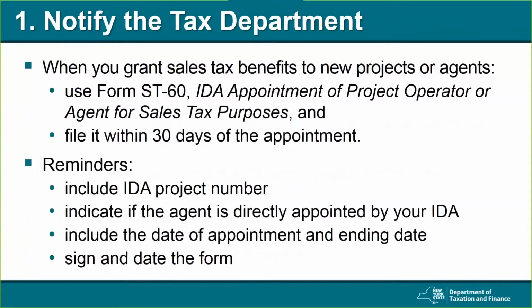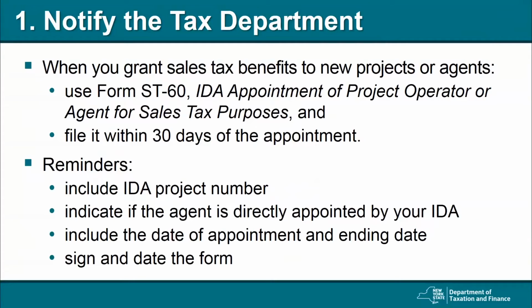So first, notification of the tax department when you grant sales tax benefits to new projects or agents. And I'm sure you know this is done with our Form ST60, the IDA appointment of project operator or agent for sales tax purposes. And it's basically a simple form. It asks for some information on the IDA, on the operator or the agent, and a little bit of information on the project itself.